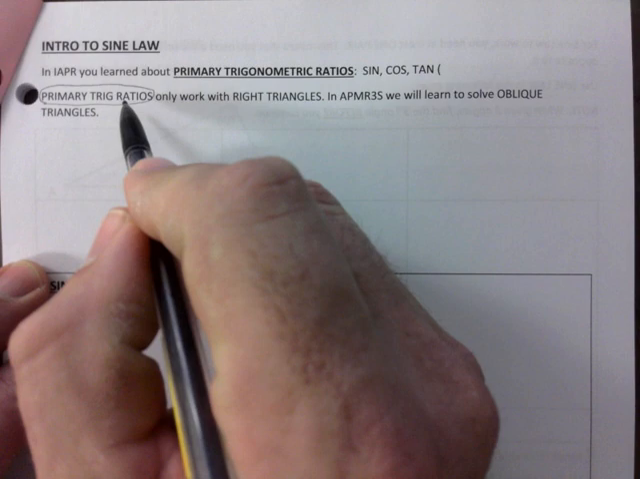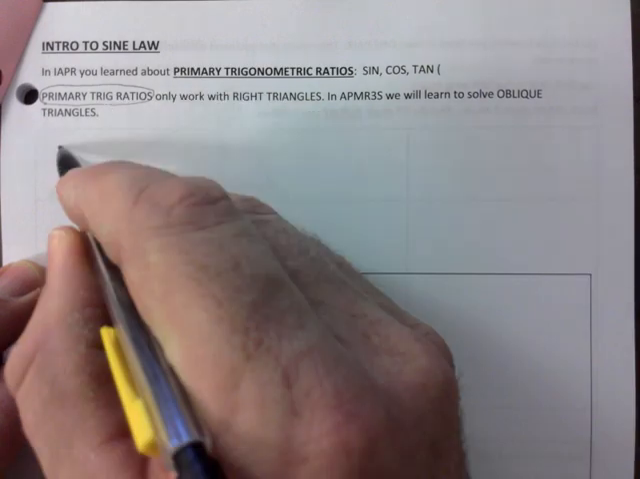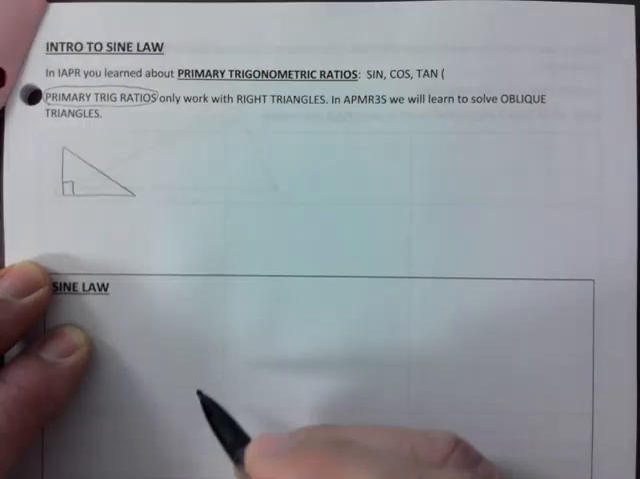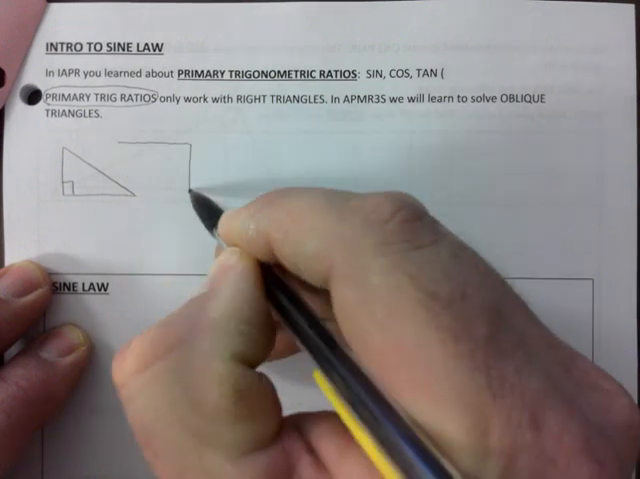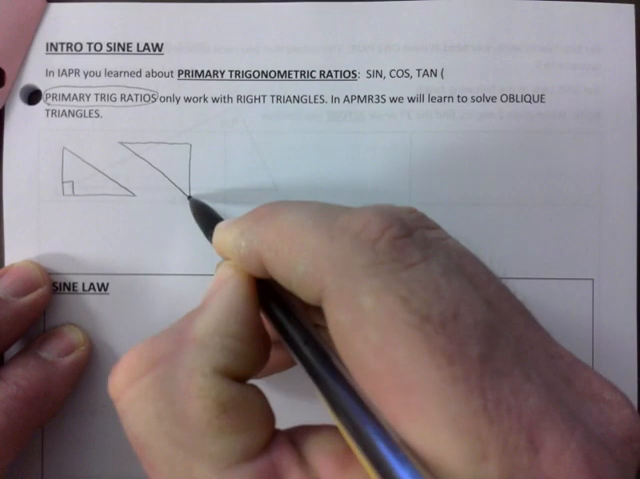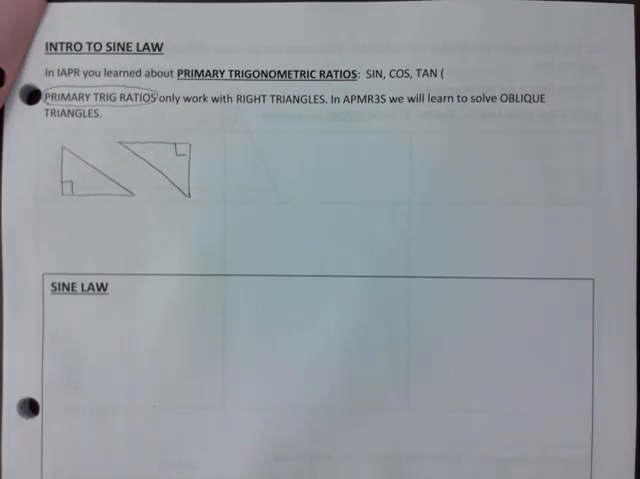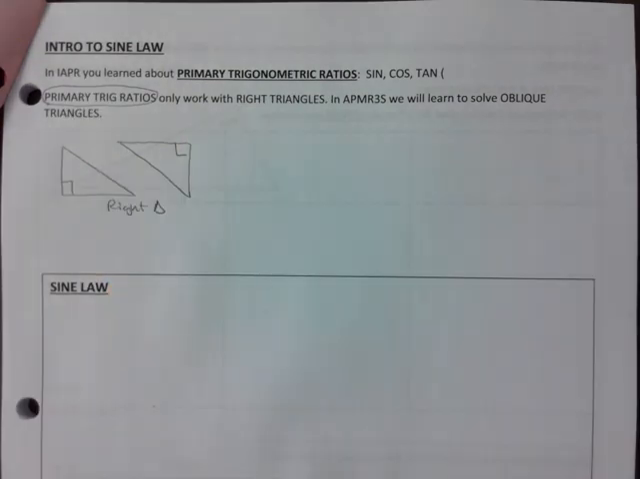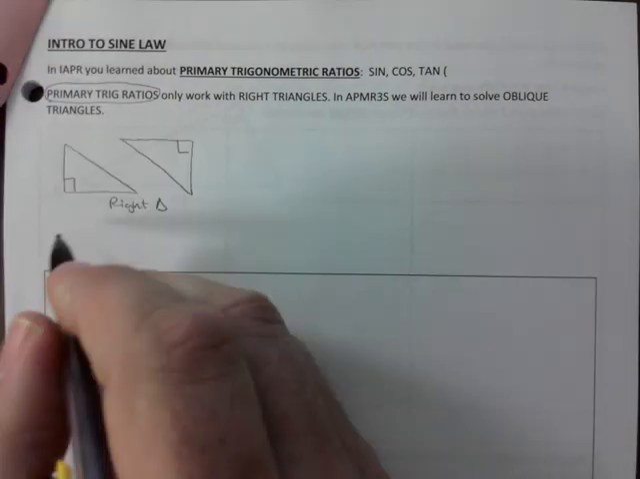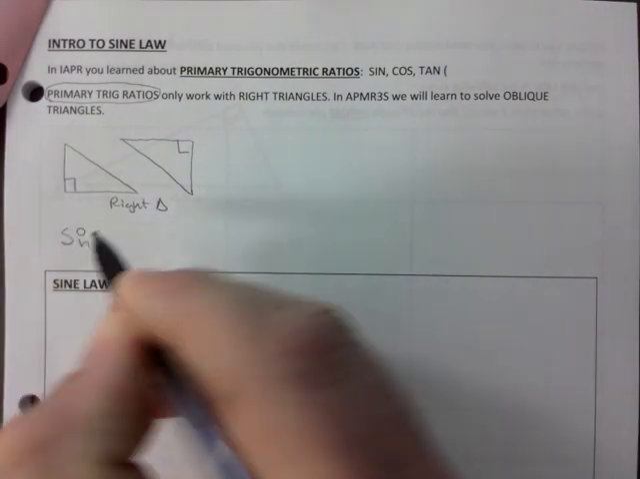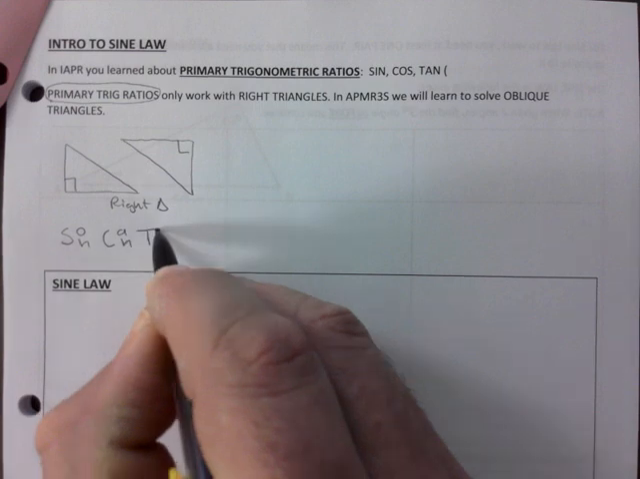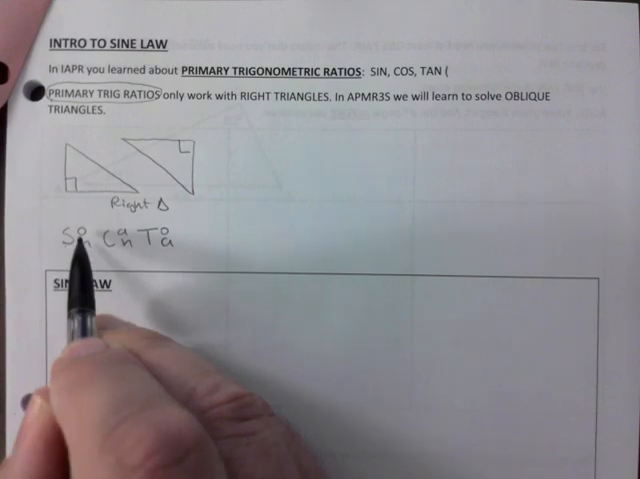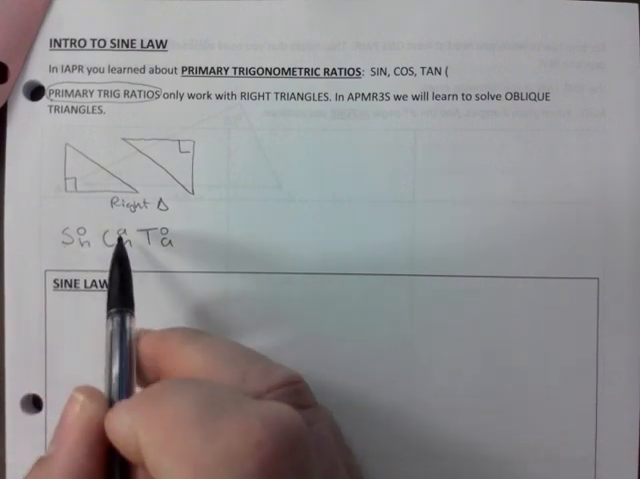And that's when you have a right triangle. Something that looks like that, or something that looks like that, doesn't matter. In either case, you had a right triangle. And you would have used SOH CAH TOA, right? Sine relates the opposite side and the hypotenuse. Cosine, adjacent and hypotenuse. Tangent, opposite and adjacent.